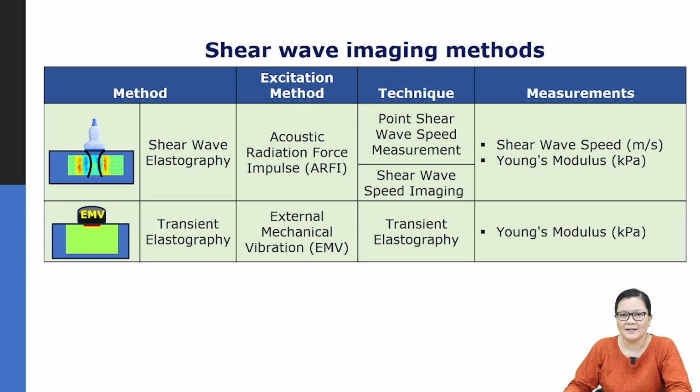The second set of techniques that we'll discuss today is called transient elastography. In this technique, the excitation method is a mechanical vibration system that is used to generate shear waves. This technique can help you measure the Young's modulus. So what we will do is look over the principles behind these two techniques, the advantages and limitations of the techniques, as well as their clinical applications.